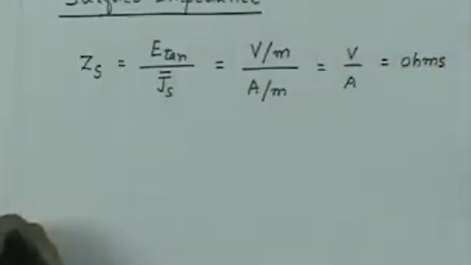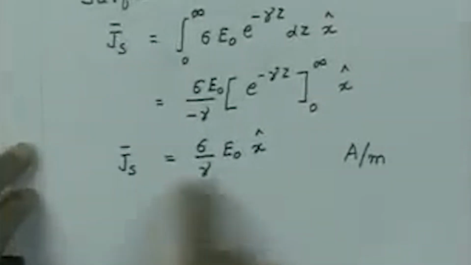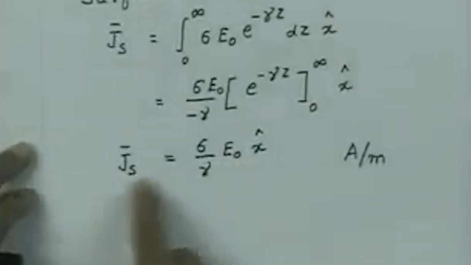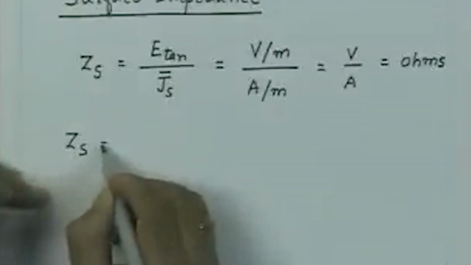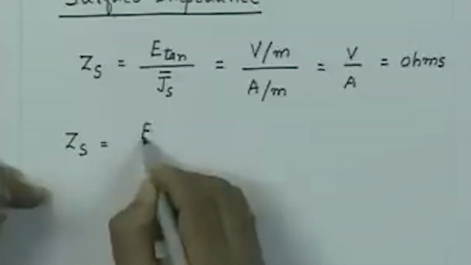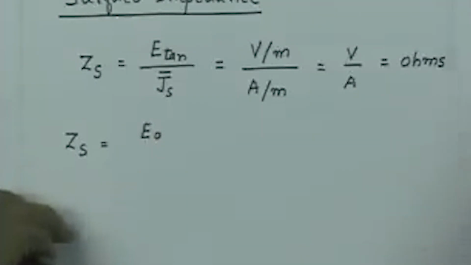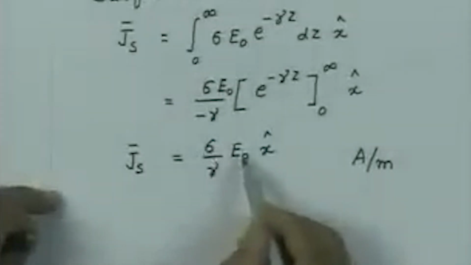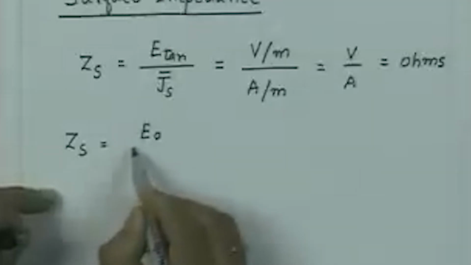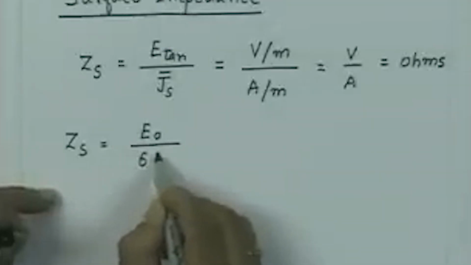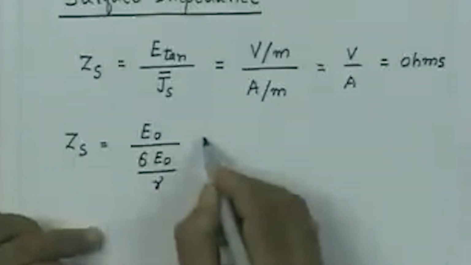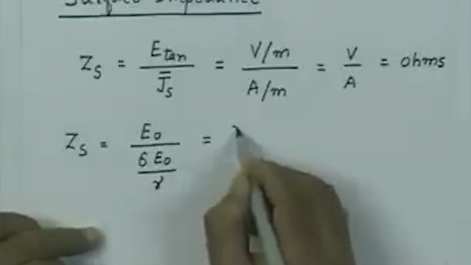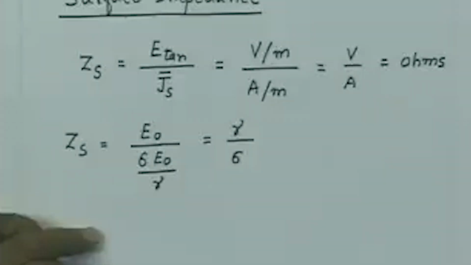Now if I substitute from this expression for Js and the tangential component of electric field, which is E0, we get Zs equal to the tangential component E0 divided by the surface current we got here, which is sigma E0 upon gamma. So the surface impedance is equal to gamma upon sigma.